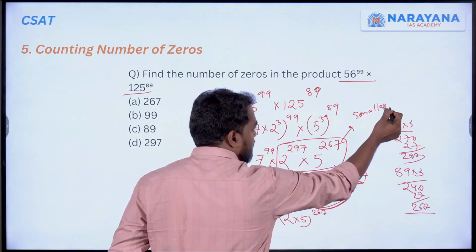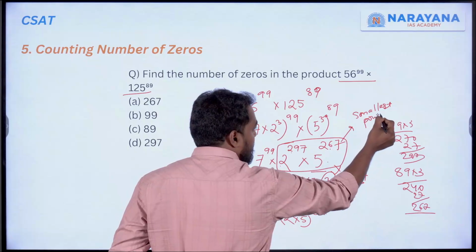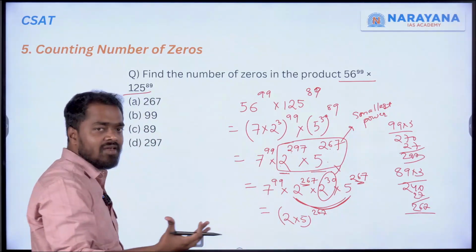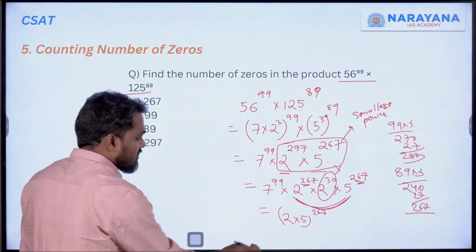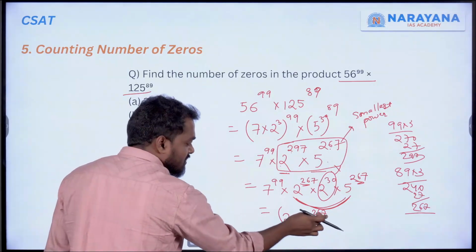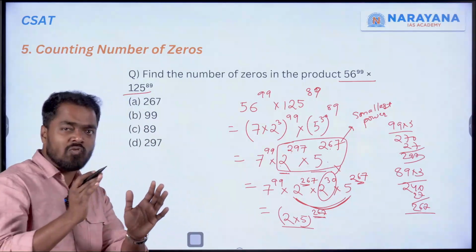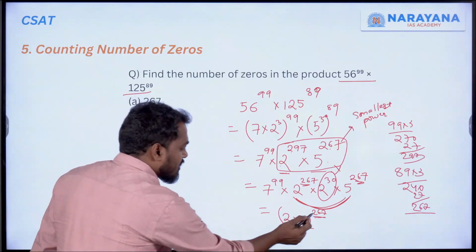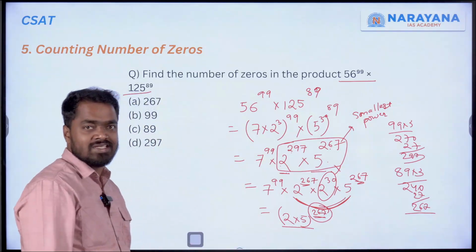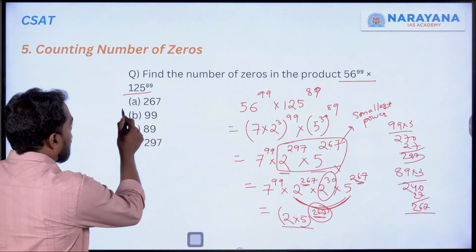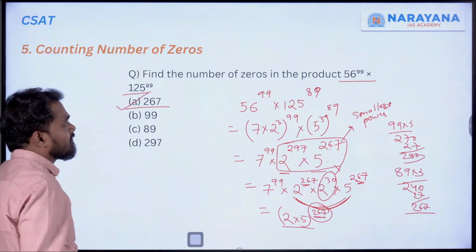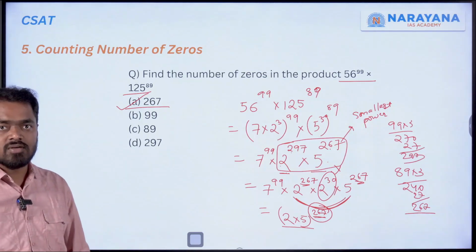Take the smallest power, because that one only will give you the number of 2 and 5 pairs. So 2 and 5 to the power 267. So these many 2 5 pairs are there. So the number of zeros is 267. Option A. Understood?